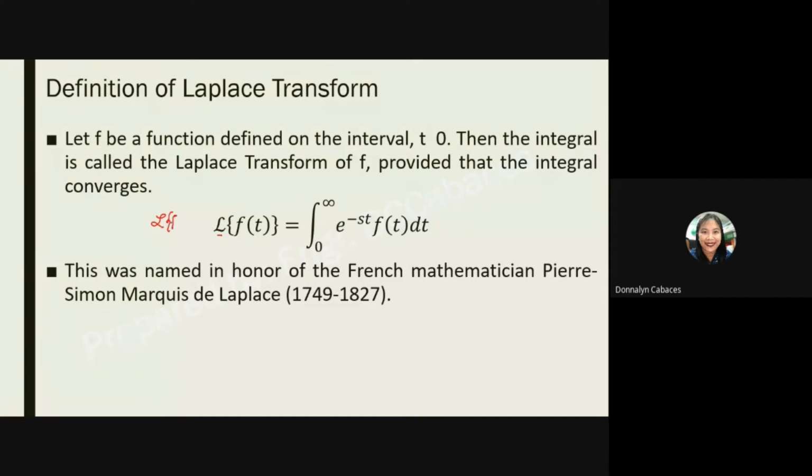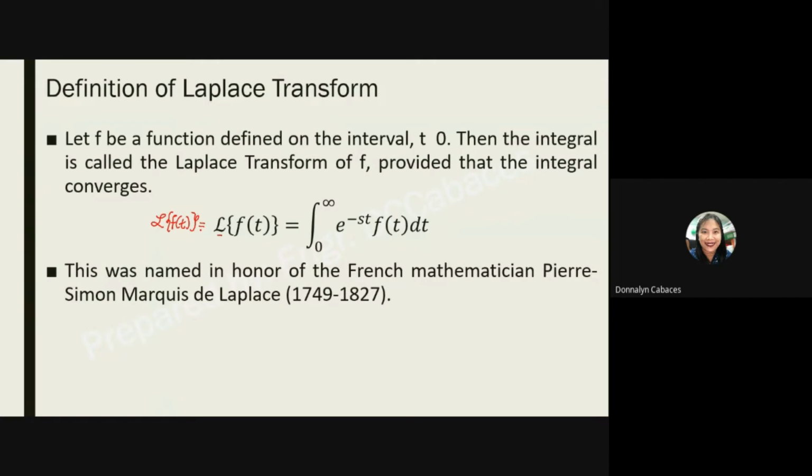So the Laplace of f of t is defined as the integral of the product of the function f of t and e to the negative st integrated with dt from 0 to infinity. So if you have a certain function, you multiply it with e to the negative st and integrate that from 0 to infinity. That is your Laplace transform of that particular function.